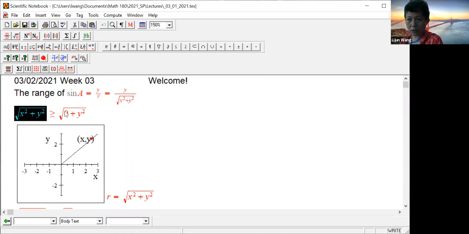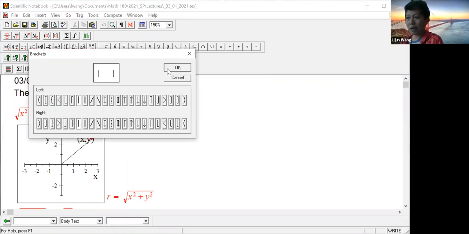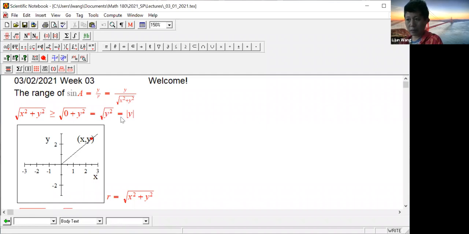Now, do you guys recognize this? And of course, that's going to be the square root of y squared. The square root of y squared, as we demonstrated yesterday, is the absolute value of y. We addressed this a few times. Do you have any questions so far?